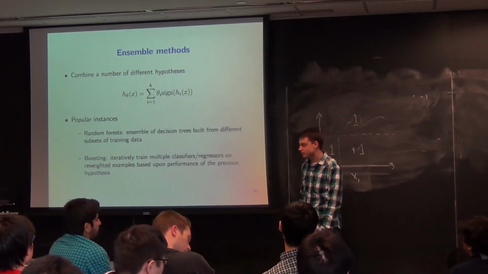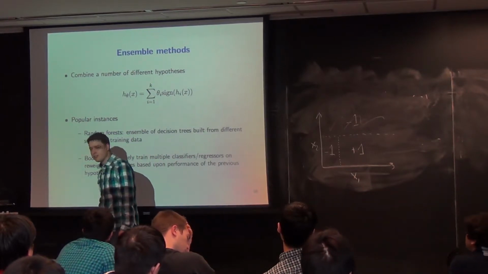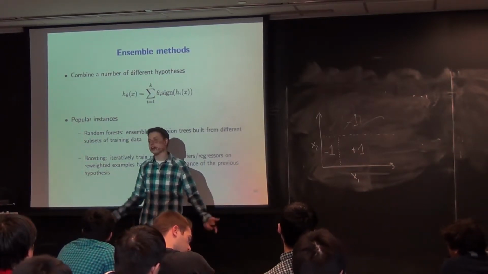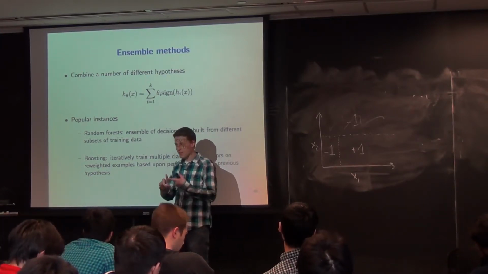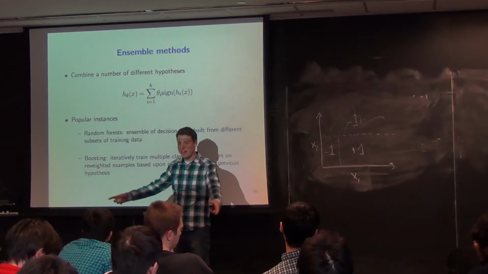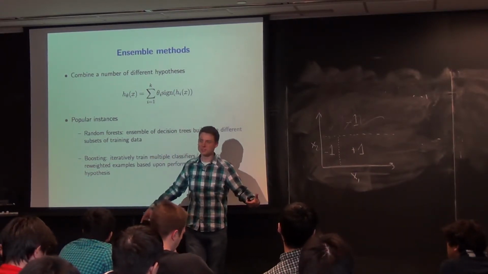All right. Finally, last one I think we're talking about is ensemble methods. Ensemble methods are exactly what they sound like. Rather than just having one classifier, you have a bunch of classifiers, and your final hypothesis is some combination of the other ones.